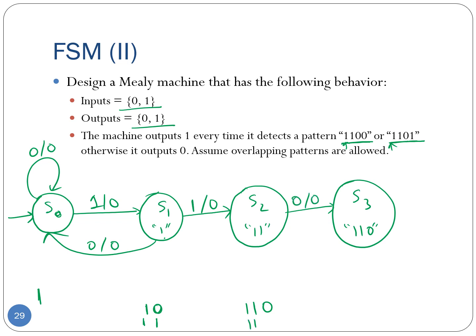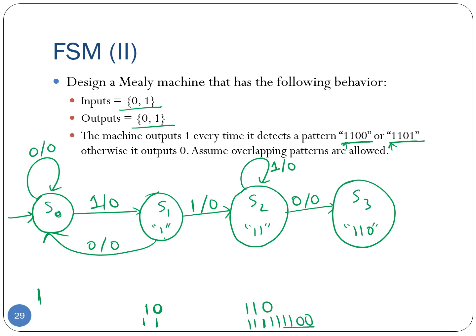However, having seen 11, if you get another 1, it is possible that the pattern looks something like this: after a bunch of ones, you have this 1100 or 1101 at the end. So if you get a 1 here, you basically stay here and wait for the pattern to unfold. If you get a 1, you keep outputting 0, but you wait here, you don't go anywhere else.